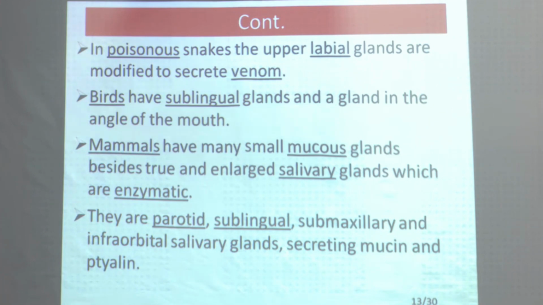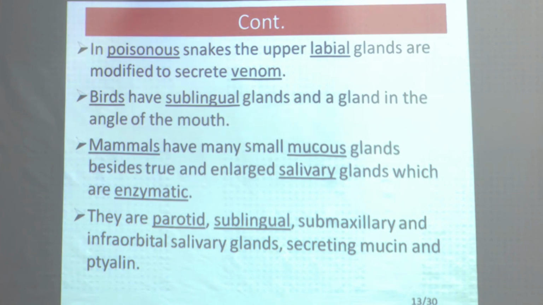Now come to the mammals. Mammals have many small mucous glands besides true and enlarged salivary glands which are enzymatic. Again, point to remember, in mammals two types of glands are there, the mucous glands and enzymatic glands. So mammals have many small mucous glands inside the oral cavity besides true and enlarged salivary glands which actually secrete enzymes. These are the parotid gland, sublingual gland, submaxillary gland and infraorbital salivary glands, and they secrete mucin and ptyalin enzymes.